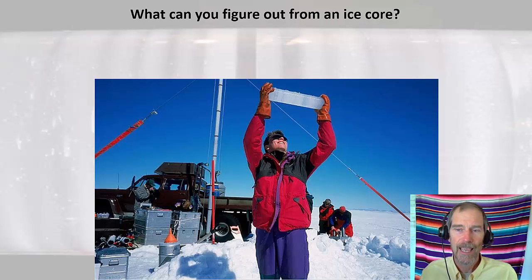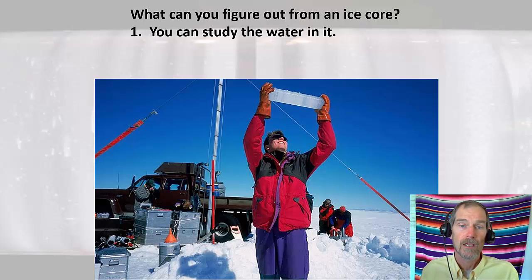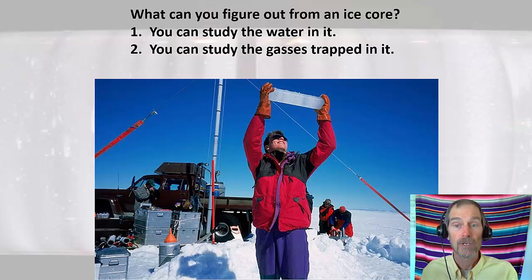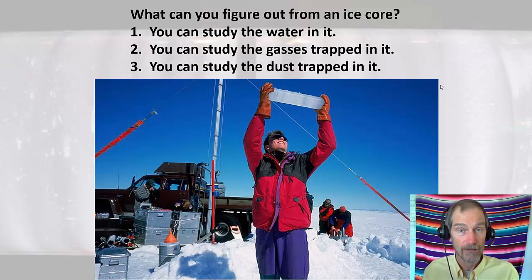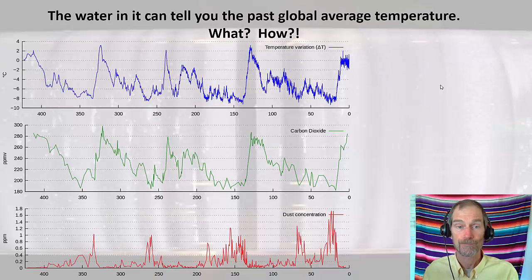So what can you figure out from an ice core? Why are scientists spending so much money, time, and effort going all over the world to where there is ice, like Antarctica and Greenland, and taking out these cores? Well, here's what you can get from an ice core. You can study the water in it, the gases trapped in it, and the dust trapped in it. Water, gases, and dust: what can you tell from them? That's what we're going to talk about today.